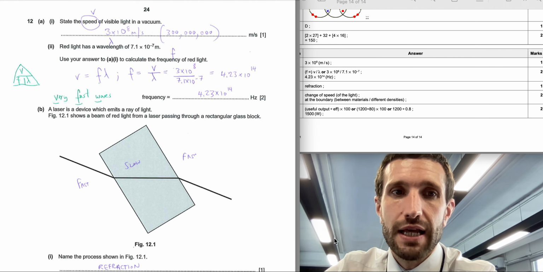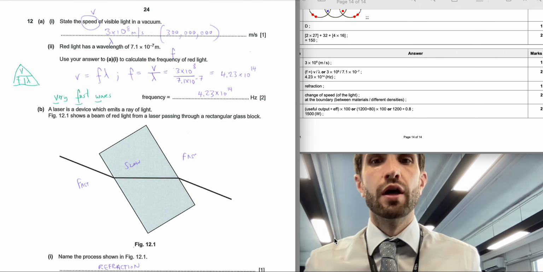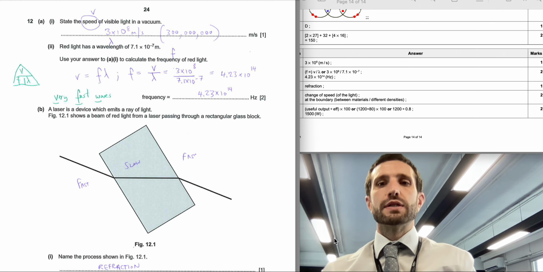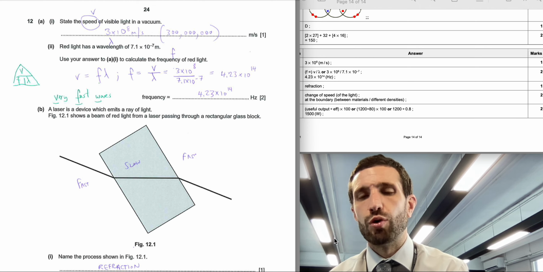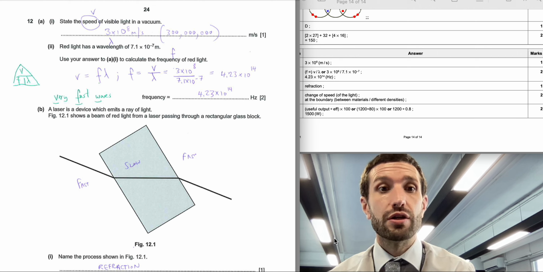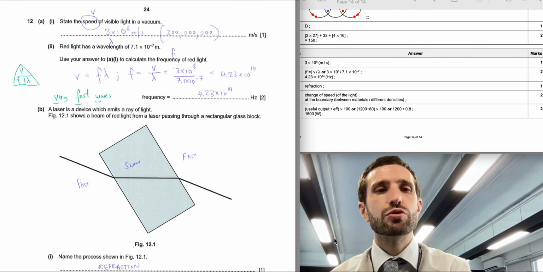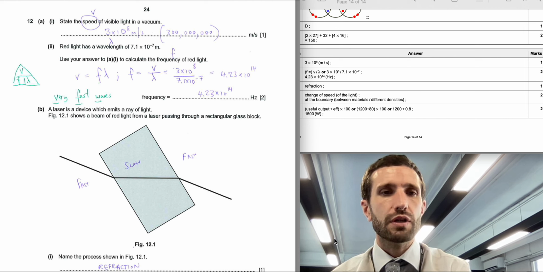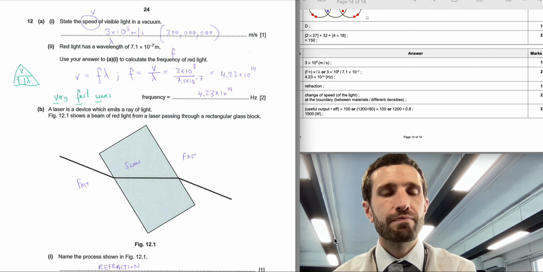3 times 10 to the 8, or if you would like to write it in longhand, 300 million meters per second. You can see really here why scientific, or I suppose more mathematical, notation is important. We've got 3 times 10 to the 8 meters per second. We're then going to use that value to calculate the frequency of red light. We're told the wavelength, and we're going to link the two.